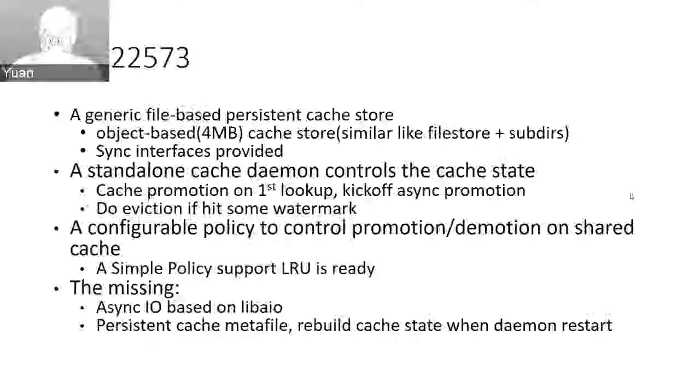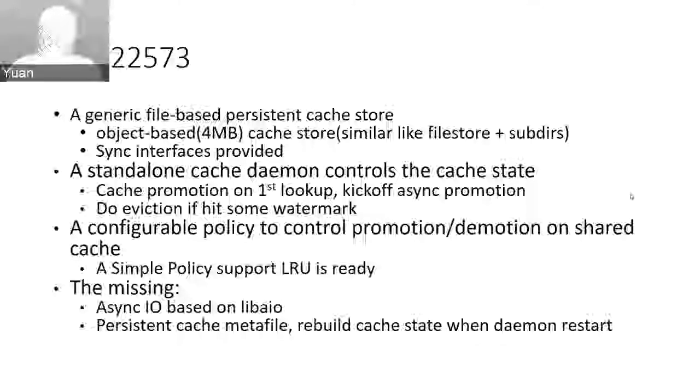So we actually have a PR here. In this PR, we have those general components implemented. The first one is the file-based caching store, which just tries to promote the object at the 4 mega level, and then just tries to store those objects into that caching store. It's very similar to the file store.